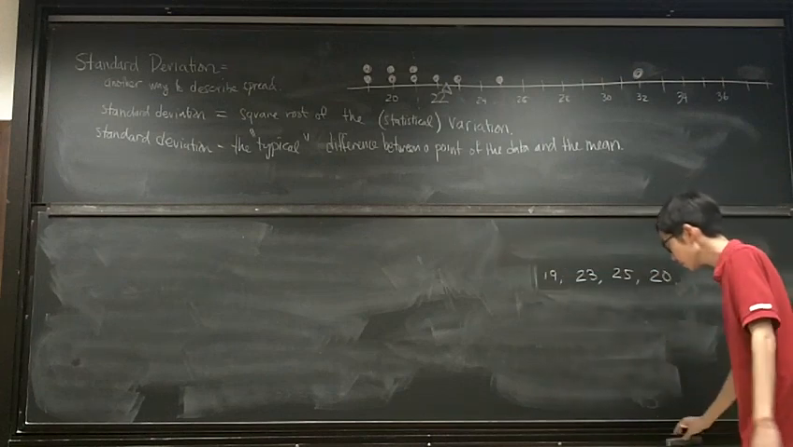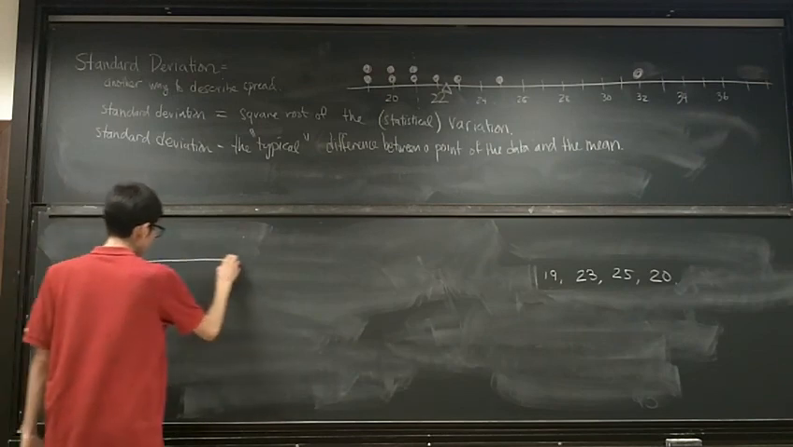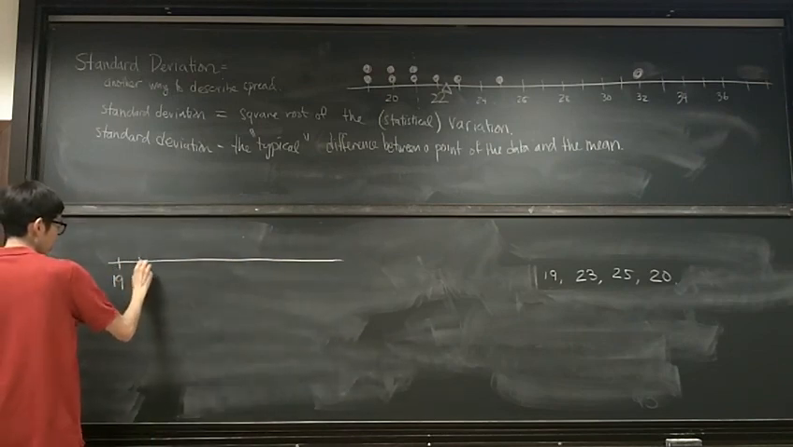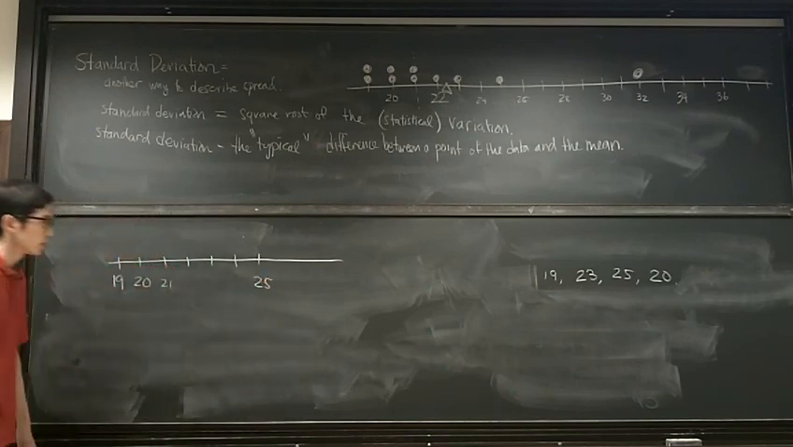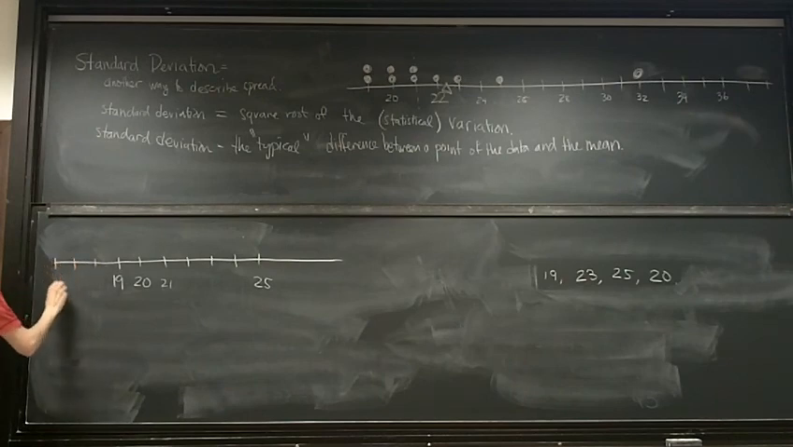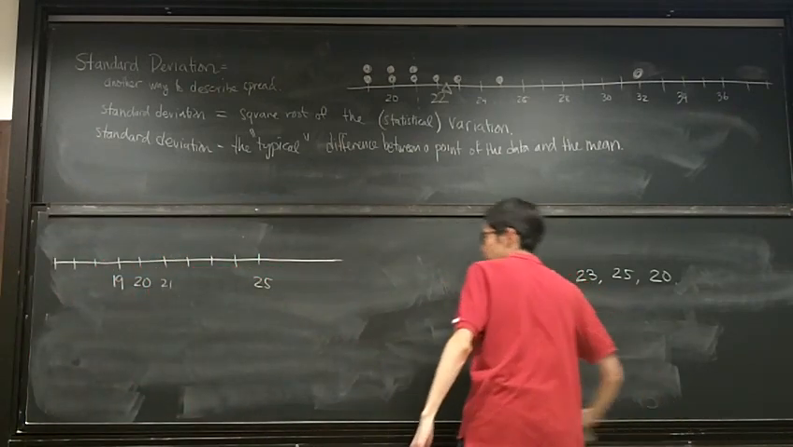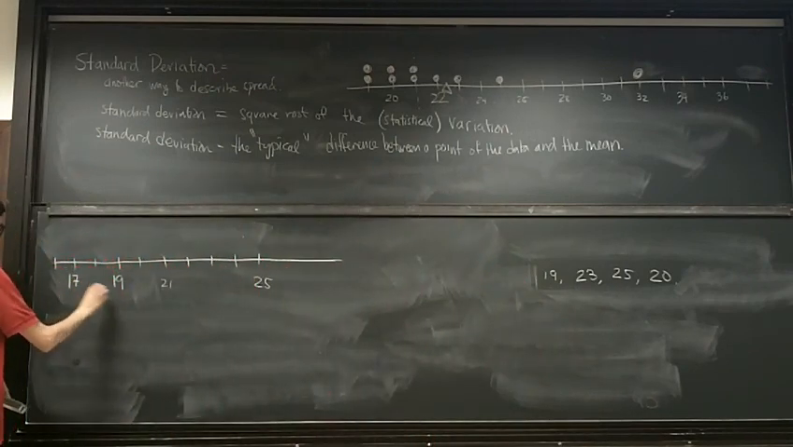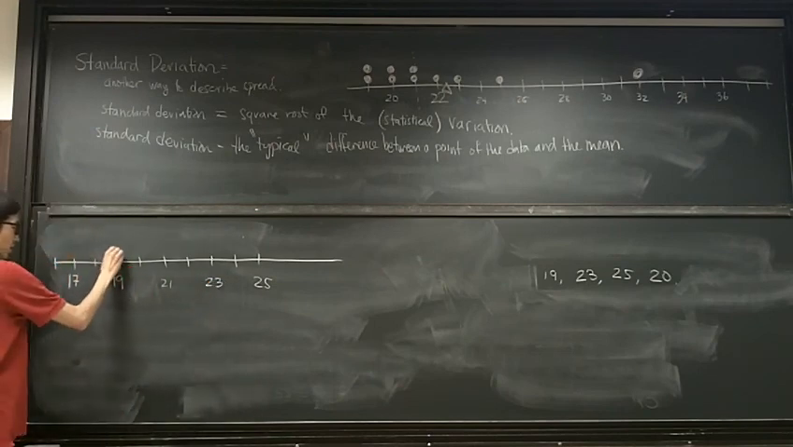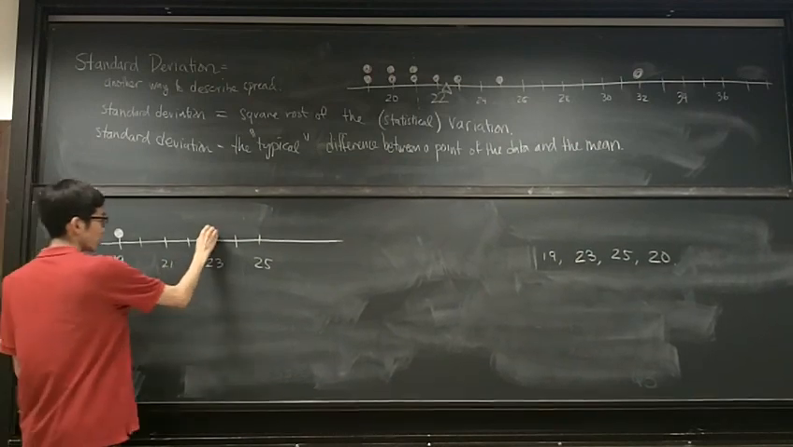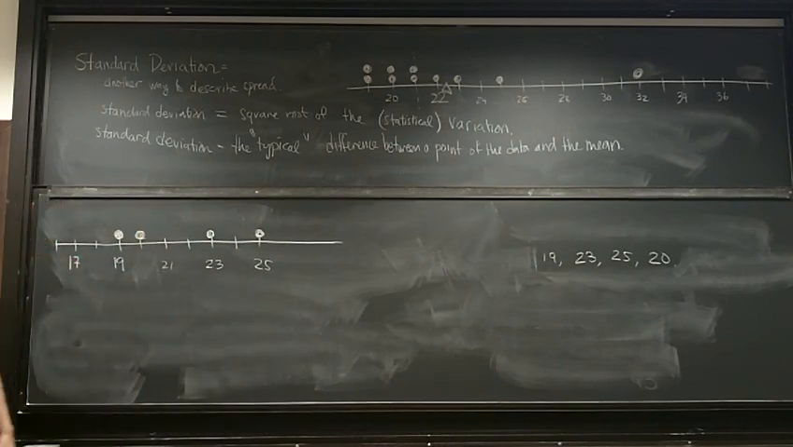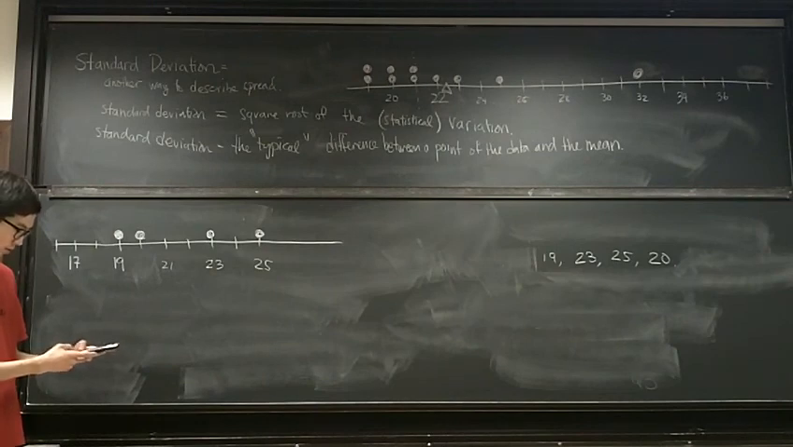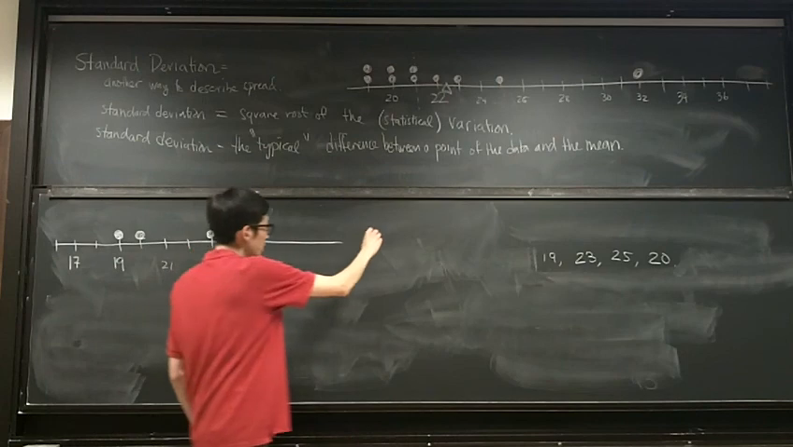I've got 4 students here, and these are their ages. Draw dots at 19, a dot at 23, a dot at 25, and a dot at 20. Okay. What is the mean here?